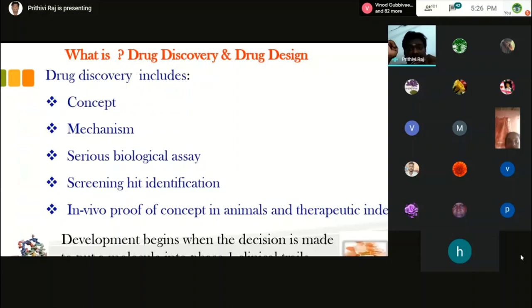So the development begins depending on these five concepts, and the molecule is put into phase one clinical trials. When we follow these five, only then can we go for phase one clinical trials.